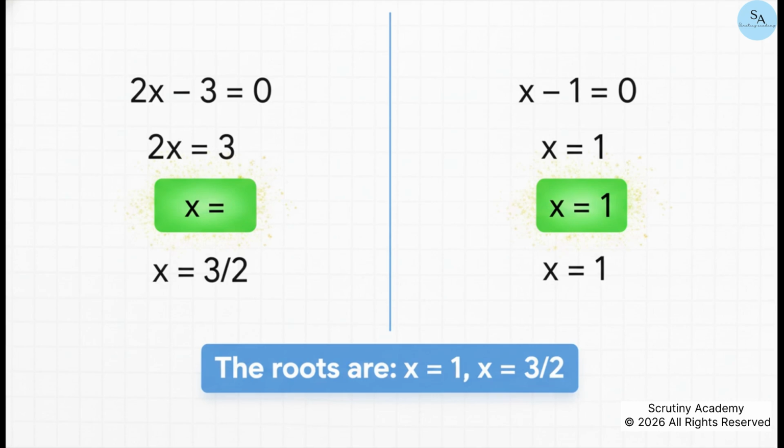From 2x minus 3 equals 0, a little bit of rearranging gives us x equals 3 divided by 2. And from x minus 1 equals 0, well, that's easy, x equals 1. And there you have it. Those are the 2 roots of our original quadratic equation.